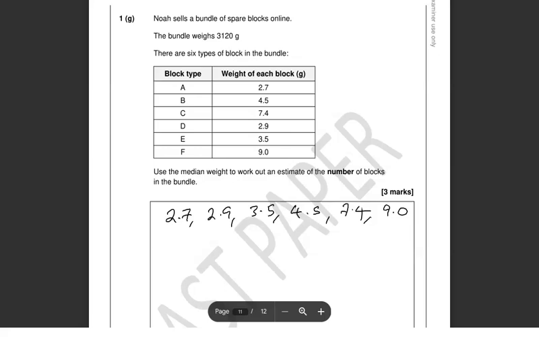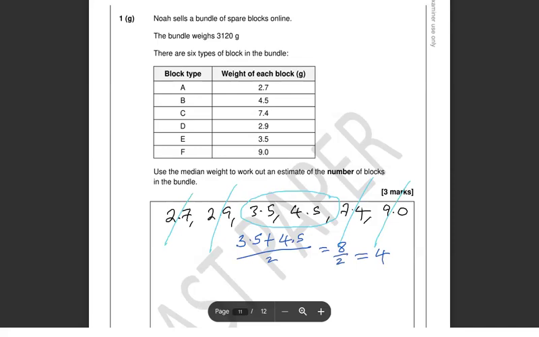You now work out the median. The median is going to be this. So this is the median. You add them together. So it's going to be 3.5 plus 4.5 divided by 2. That gives you 8 divided by 2 gives you 4. So 4 is the median.